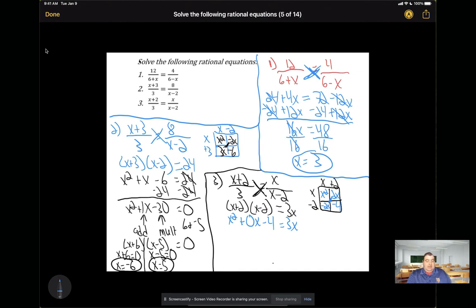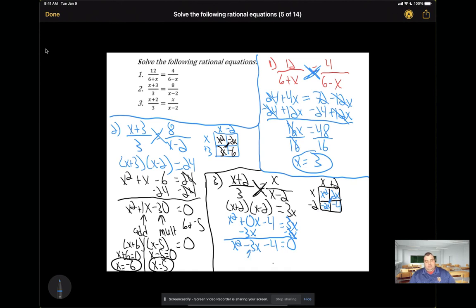Now, because this is a quadratic, I once again, just like in number 2, have to rewrite this so that it says equals 0 at the end. So I need to subtract 3x in order to get 3x minus 3x, which equals 0. But if I do that to one side, I have to do the same thing to the other side. So I'm going to subtract 3x on the left-hand side, but I'm going to line it up under its like term. So this gives me x squared, 0 minus 3x is minus 3x, minus 4 equals 0. So x squared minus 3x minus 4 equals 0.